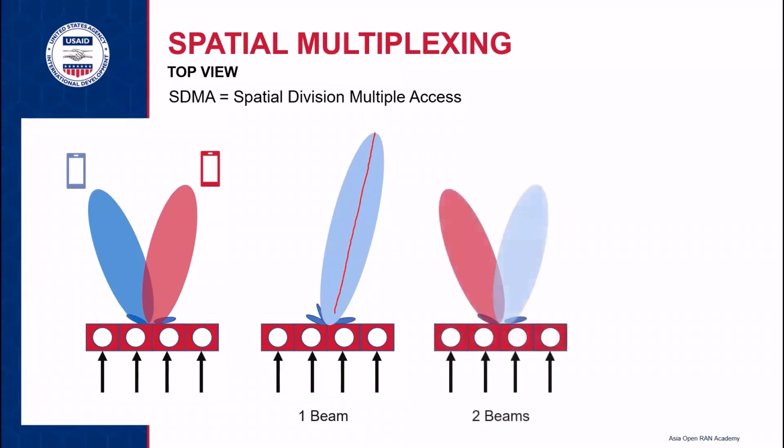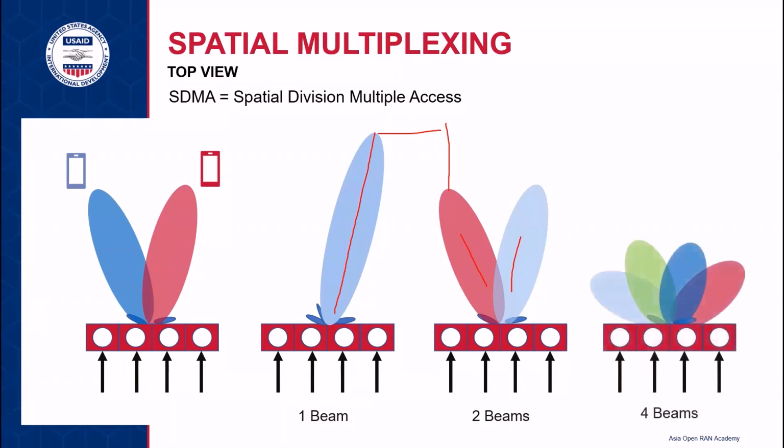Kung gagamit naman tayo ng dalawang beams, okay, so the energy will be divided into 2. Okay, so one beam pointing into this direction and into this direction, but lesser amplitude compared to this beam. And then if we use 4 beams, so ganito yung mangyayari. Okay, so less yung ating power. But we have 4 beams. So those are the trade-offs na pwede nating i-consider pag gumagamit tayo ng beamforming mechanism or beamforming technology.